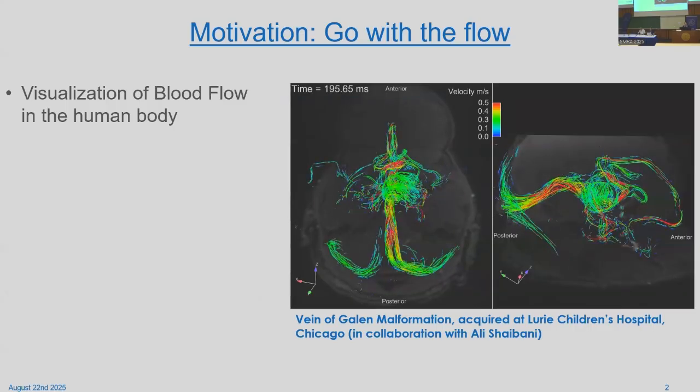So one of the first things, I think, how it started was that people actually appreciated the visualization of blood flow in a human body. Here you see an example of a vein of Galen malformation. So this was a small baby born with a malformation in the cerebral arteries.